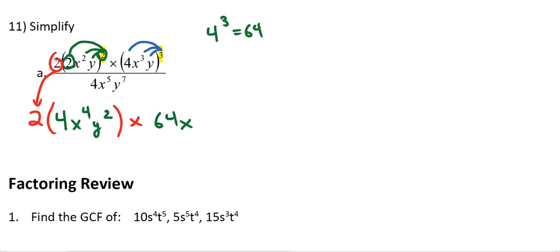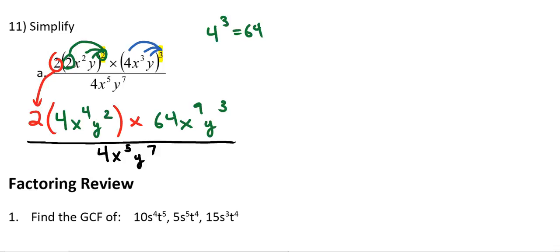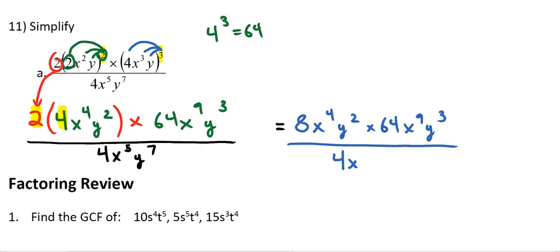And then x to the power of 3 times 3 is 9, and then y to the power of 3, all divided by 4x to the power of 5, y to the power of 7. The next thing I would do is I would take this 2 and times it with that 4. So 2 times 4 is going to be 8 x to the power of 4 y squared times 64 x to the 9 y to the power of 3 all over 4x to the power of 5 y to the power of 7. Okay.